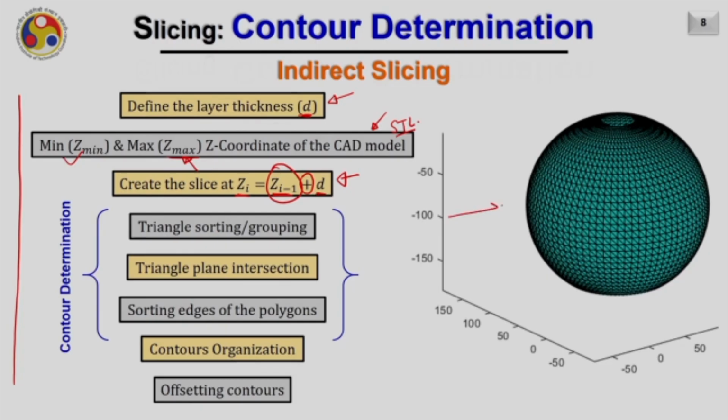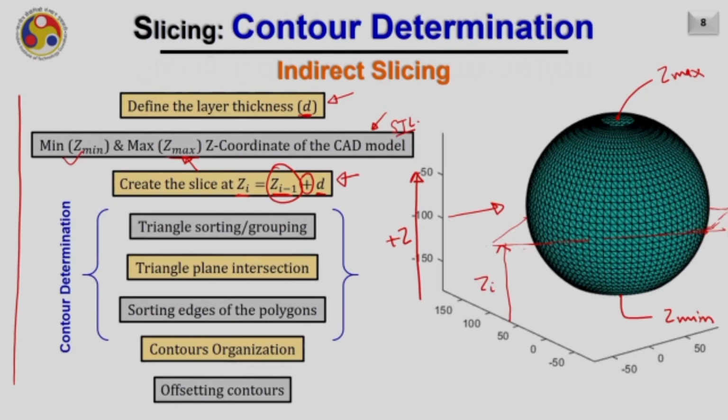Let me consider this particular example. This particular triangle has a Z coordinate with Z max, and on the bottom side somewhere there will be Z minimum. As my build direction is the plus Z direction, I will create my first slicing plane at a particular height, and that will be called Zi. So, any intermediate plane is represented here, and the height from here is Zi.